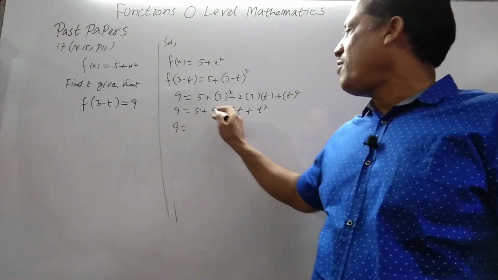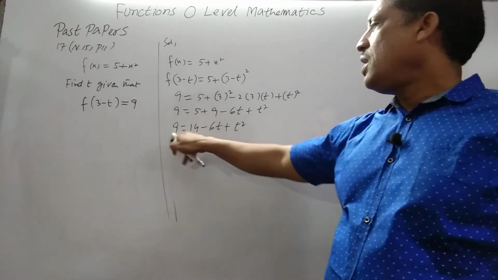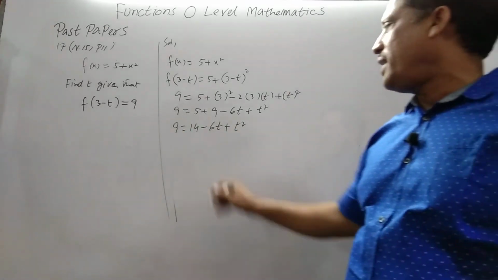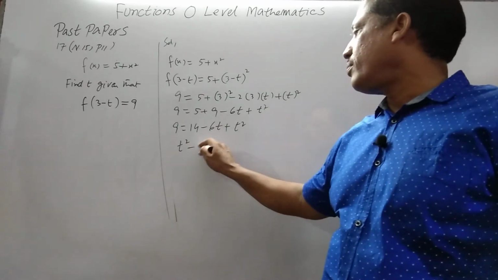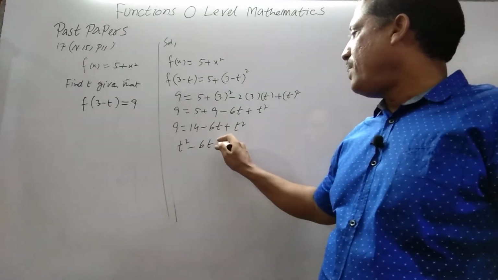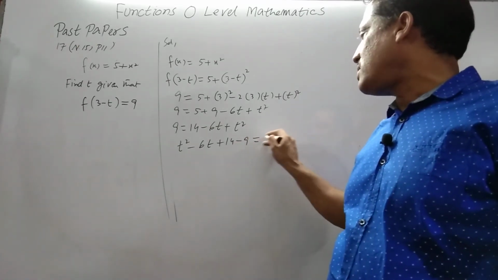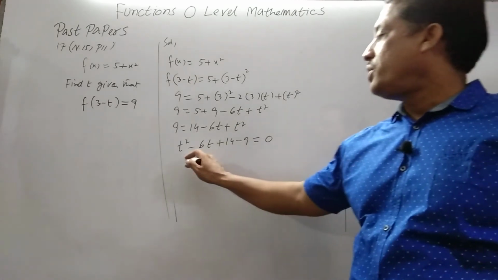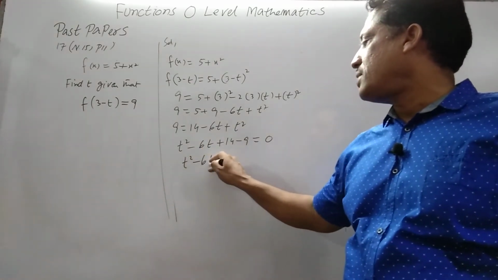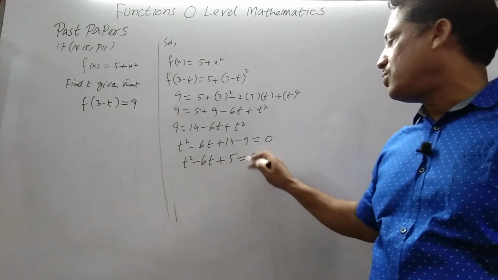9, 5 plus 9 is 14 minus 6t plus t square. Shift this 9 to the other side, it will become minus 9, and rearrange: t square minus 6t plus 14 minus 9 is plus 5, equals 0.